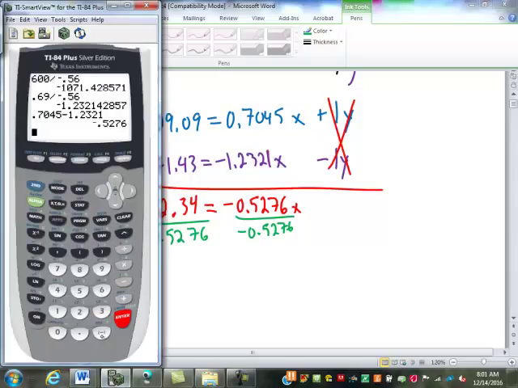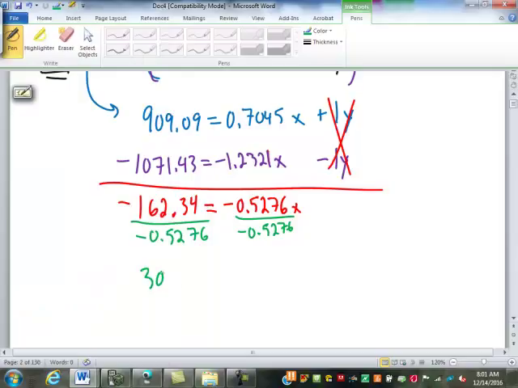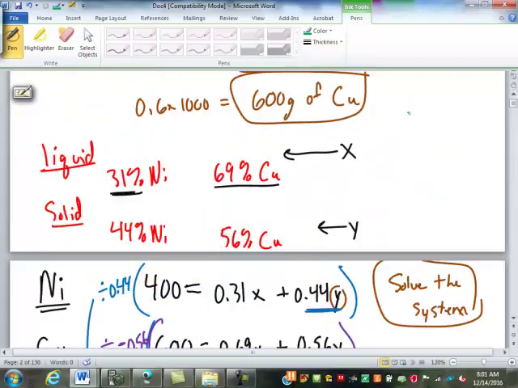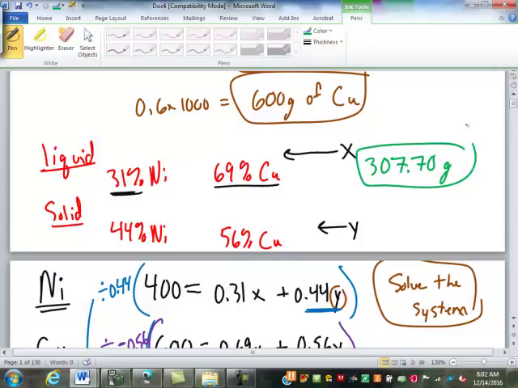So we're going to take a negative 162.34 divided by that previous answer, the negative 0.5276. Gives me 307.70 we're going to call it. That equals x. Remember, x was the amount of liquid. So 307.70 grams of this is liquid.